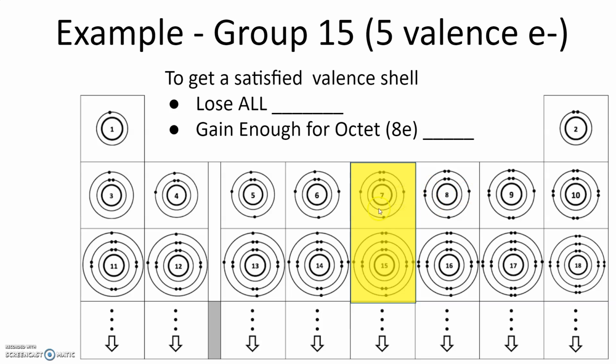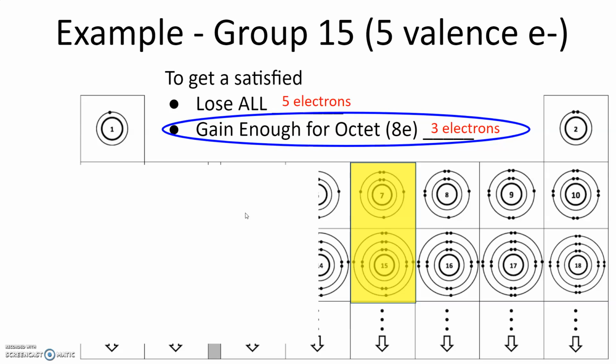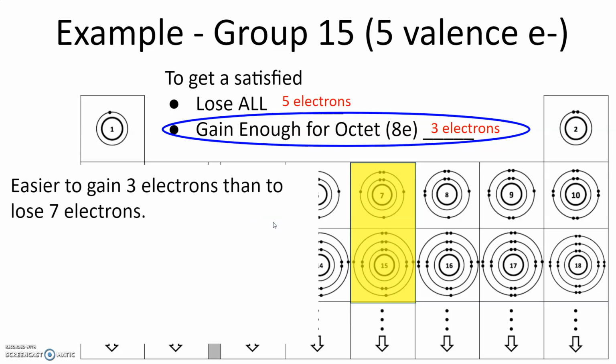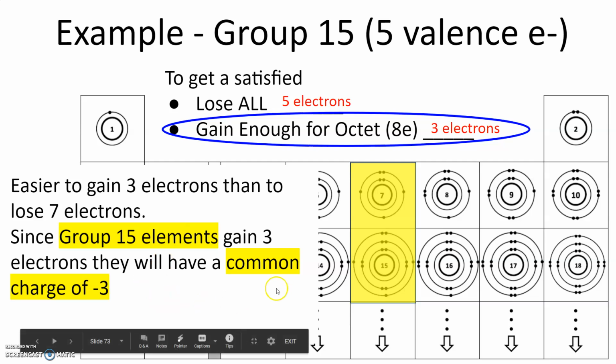Let's take a look at another example, group 15, which has 5 valence electrons, and it can either lose all 5 or gain enough to get an octet of 8. So if it has 5, how many more does it need to gain to get to 8? 3. So what's going to be easiest for it to do? Lose all 5 valence electrons or gain 3? Of course, gain the 3, because that's the least number of electrons that needs to be changed. So it's easier for it to gain 3 than to lose all 5. Group 15 will gain 3 electrons, and if it gains 3 electrons, it's going to have a -3 common charge. So elements in group 15 have a -3 common charge.